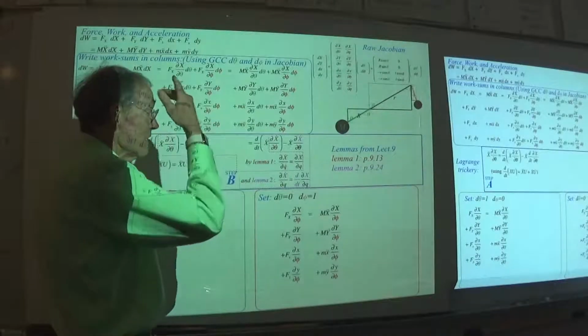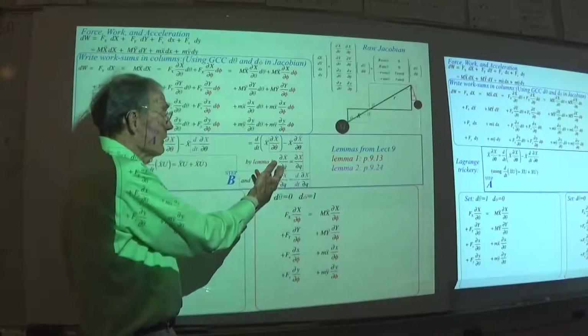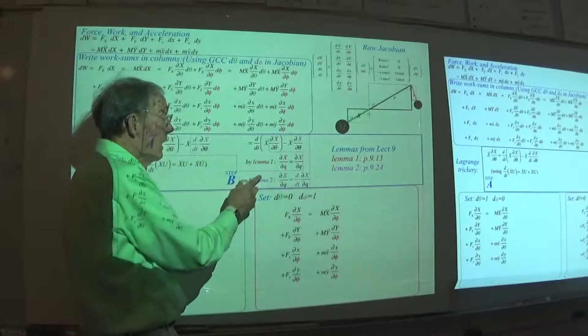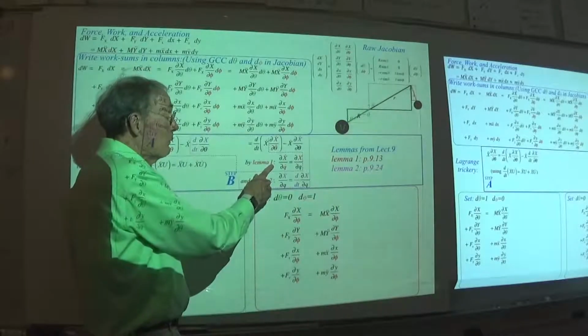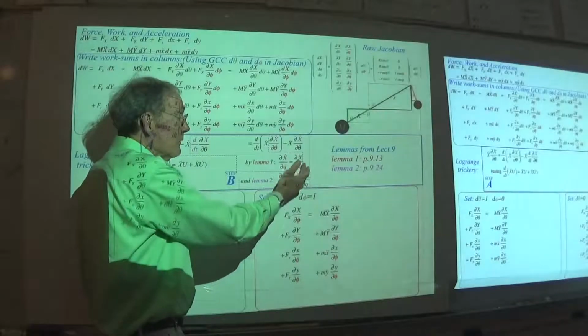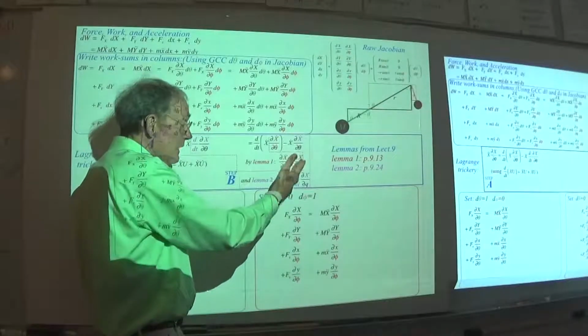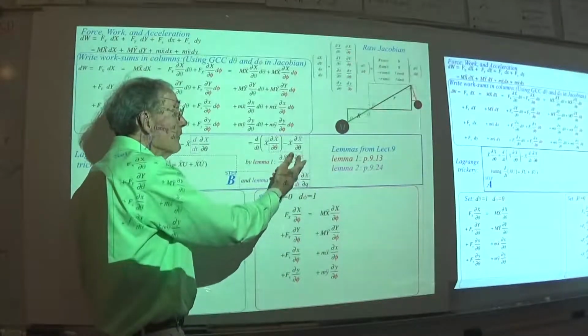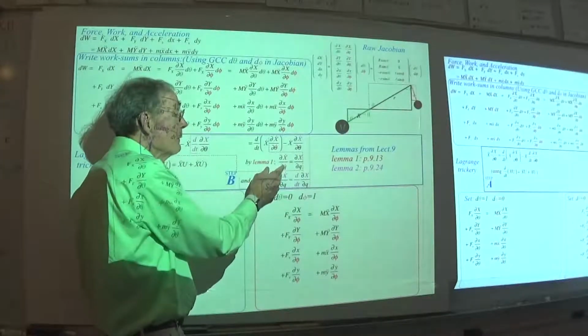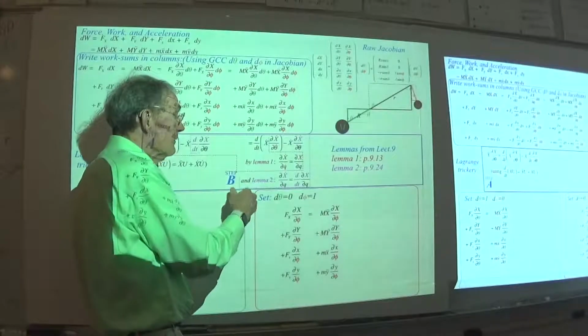This is all in lecture 9. If you're forgetting what we're talking about here, that's where it comes from. First we have Lemma 1, which was the Jacobian of the variables, and it's true for x and y. The Jacobian for that is the same as the Jacobian of the velocities. That's all Lemma 1 was.